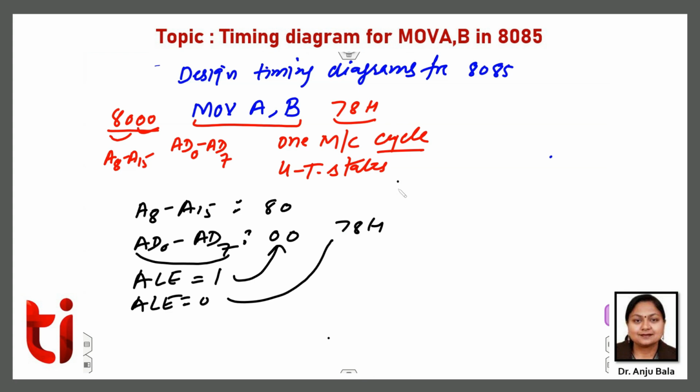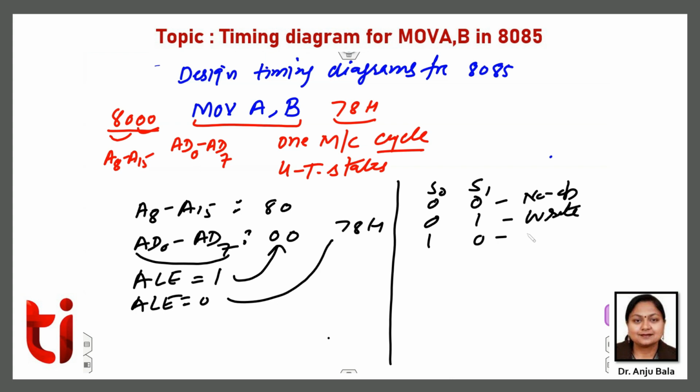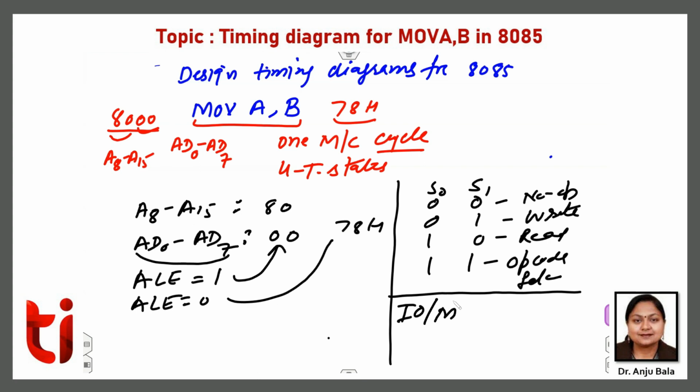After that, we have selection signals like S0 and S1. If it is 00, then no operation. If it is 01, it is used for write operation. If it is 10, it is used for read operation. And if it is 11, that is for opcode fetch operation. One more signal is IO/M complement. When you need to read the opcode, it should be 0. And the read signal should also be 0 when you need to read the data from the memory.